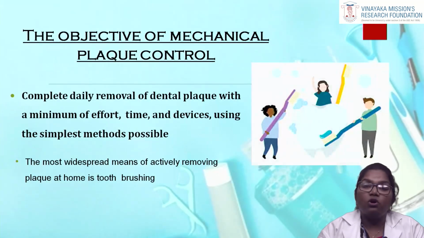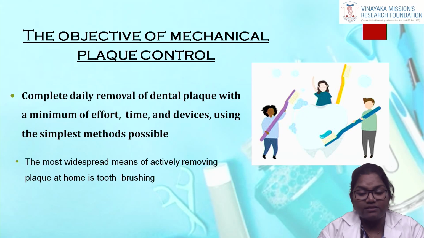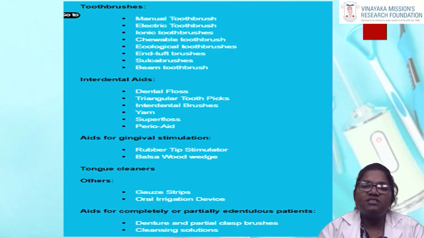Moving on to the objective of mechanical plaque control. It is the complete daily removal of dental plaque with minimum effort, time and devices, using the simplest methods possible by ourselves. The most widespread means of actively removing plaque at home is toothbrushing, as done by all of us. These are the various mechanical plaque control measures and instruments used by us: toothbrushes, interdental aids, aids for gingival stimulation, tongue cleaners and others.